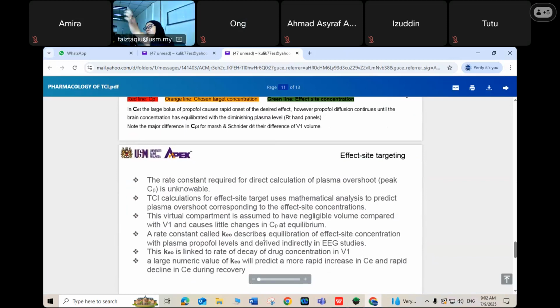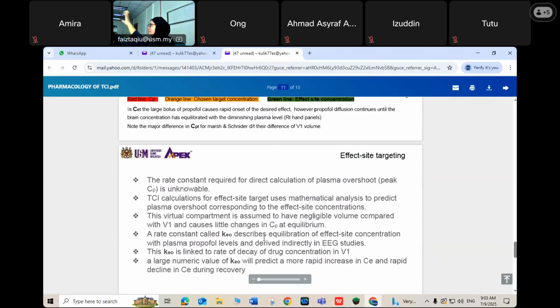Okay. So the rate constant, the KEO is where? Effect site. Okay. Describe equation of effect site concentration with the plasma. So relationship dia between effect site dengan plasma saja. KEO. It doesn't explain about the V1 to V2 or V1 to V3 or vice versa. Just the plasma dengan effect site sahaja. So KEO. Okay. So that's where the rate constant that describes this relationship. And where did they get this number? From the EEG study.